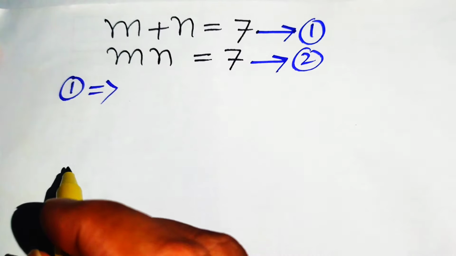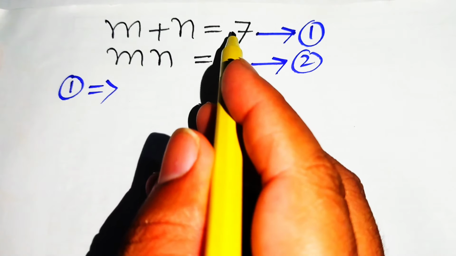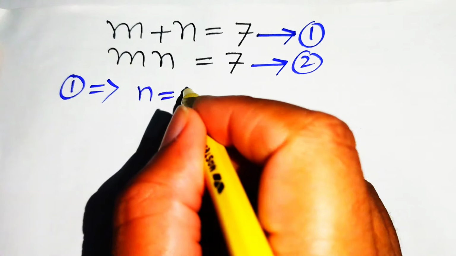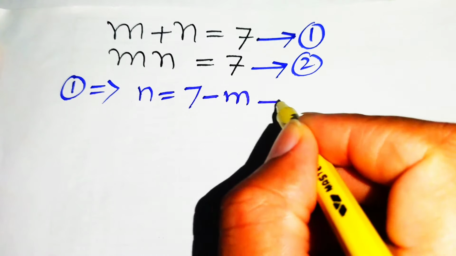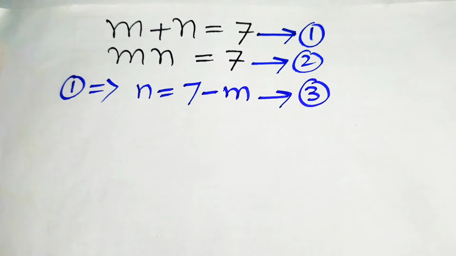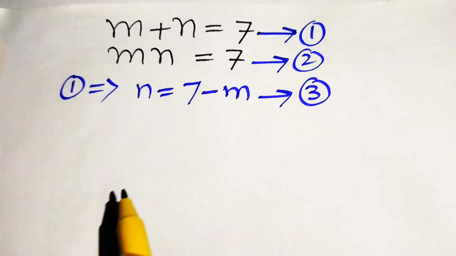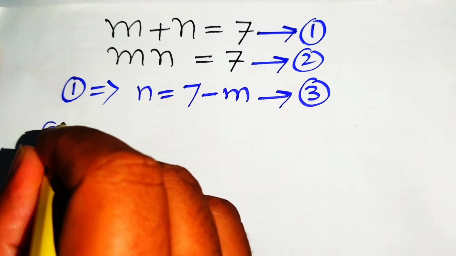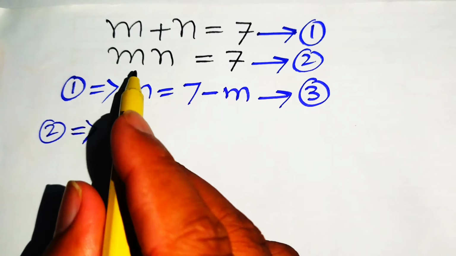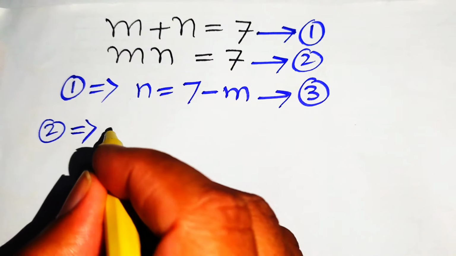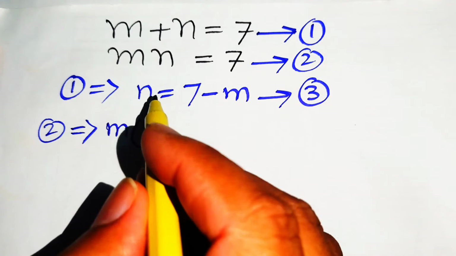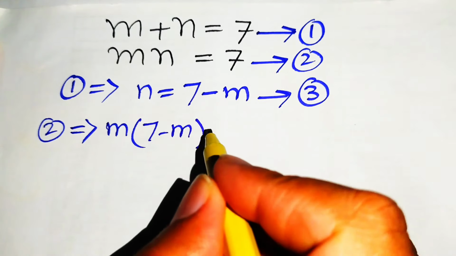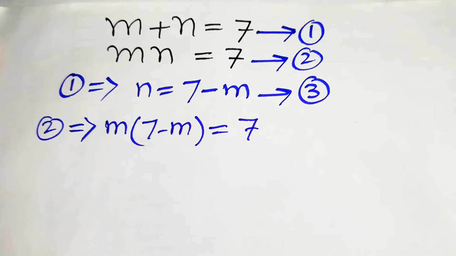Equation number 1 implies m plus n equals 7. We move m to the right hand side and obtain n equals 7 minus m, and we call this equation number 3. Now we substitute the value of n in equation number 2 and simplify. Equation number 2 is mn equals 7, and substituting n equals 7 minus m, it becomes m times 7 minus m equals 7.